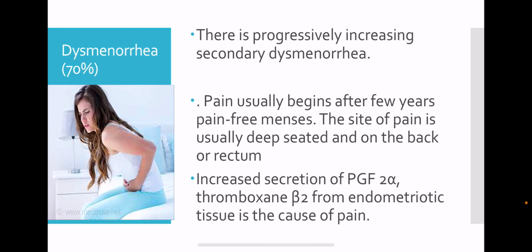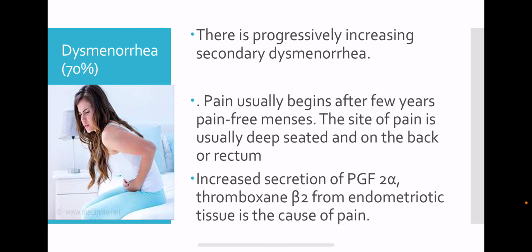Dysmenorrhea: 70% of patients undergo dysmenorrhea during endometriosis. There is progressively increasing secondary dysmenorrhea. Pain usually begins after a few years of pain-free menses. So guys, what is secondary dysmenorrhea? First there will be painless menses and then they start with painful menses. So the pain usually begins after a few years of pain-free menses. The site of the pain is usually deep-seated, on the back or rectum. So the pain is situated on the back and on the rectum.